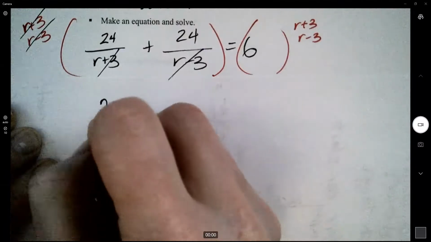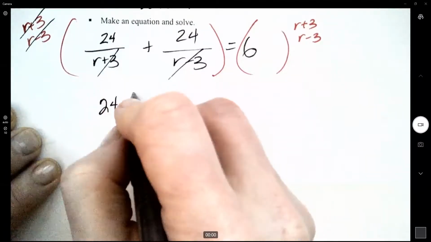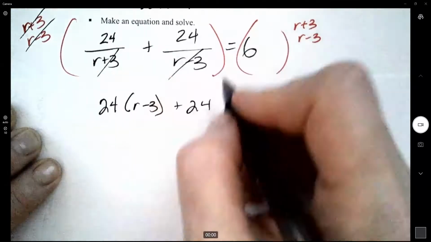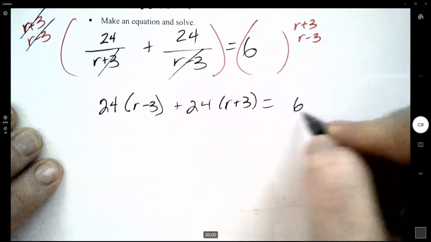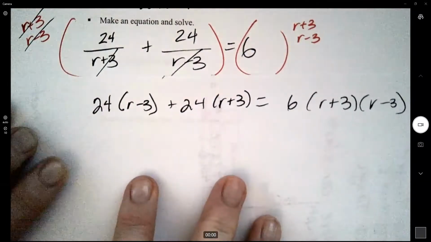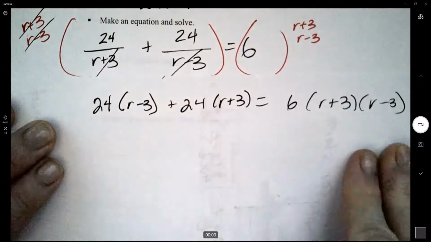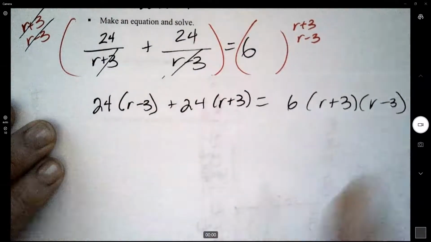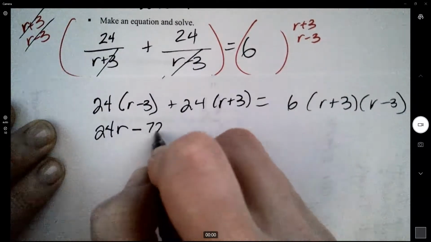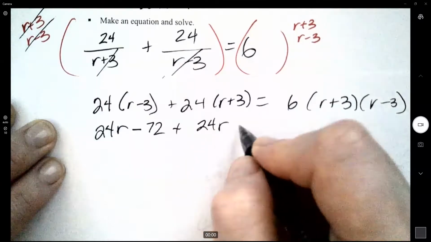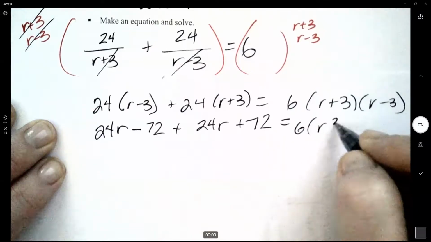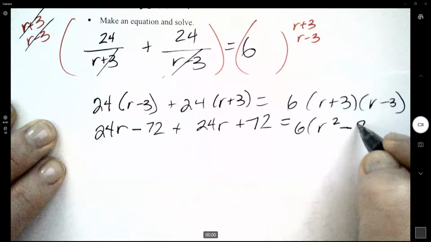So I'm left with 24 times r minus 3 plus 24. Since the r minus 3 is canceled, you're left with still an r plus 3, equals 6 times r plus 3, r minus 3. So I no longer have any denominators. That's the goal. So let's go ahead and distribute everything and then solve. So this becomes 24r minus 72 plus 24r plus 72 equals 6 times r squared minus 9.